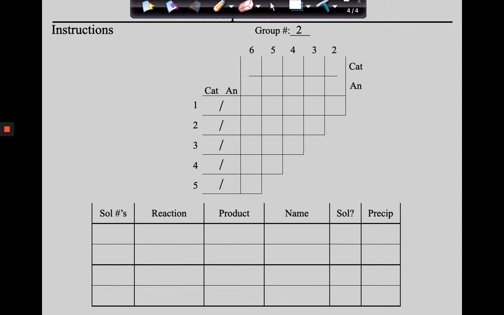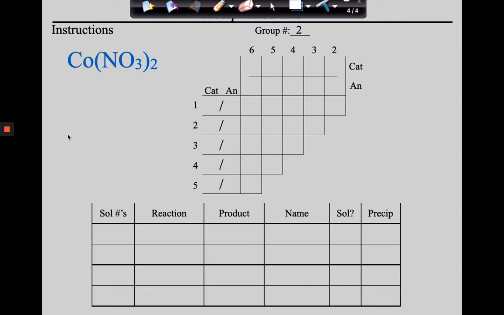Imagine that I'm you, and I'm stepping into lab, and I'm now doing this lab in front of you. Here's what's going to happen. You're going to go up to the front of the room, you're going to grab a set of solutions. Then the very first thing that you're going to do is write down which group you're using. I'm using group 2, so I write down group 2. Then you're going to start randomly grabbing these bottles out of the bin. Say that the first bottle that I grab is cobalt-2 nitrate.